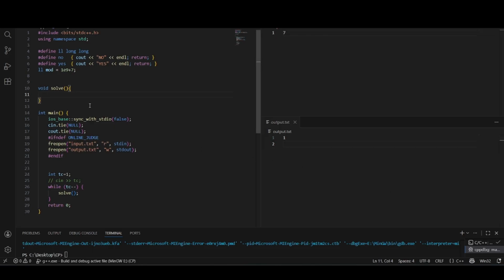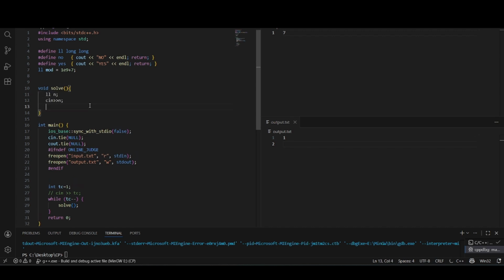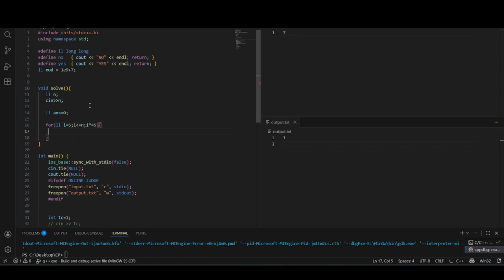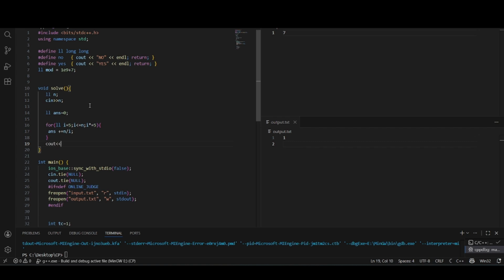Okay, so let's code up the solution. Take n as input, and let me take answer as 0. To calculate the factors, I will start with i equals 5, while i is less than or equal to n, and after each iteration I will multiply i by 5. The number of factors will be answer plus equals n by i, and then print the answer.